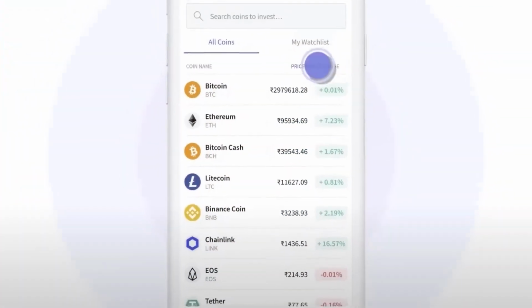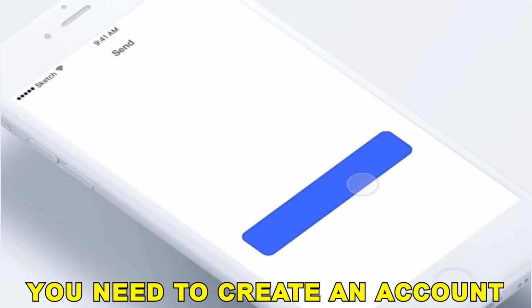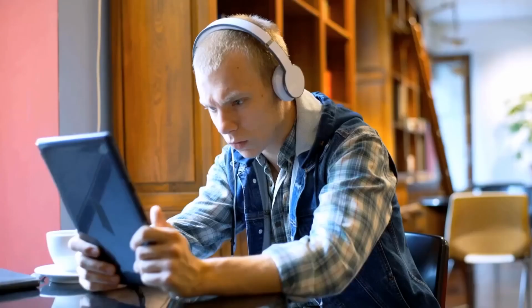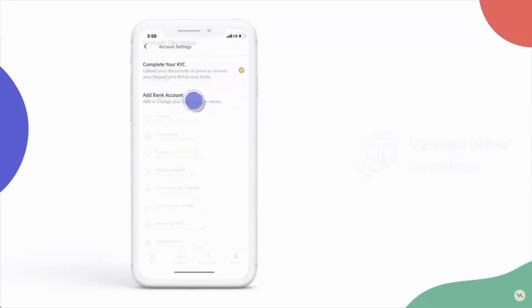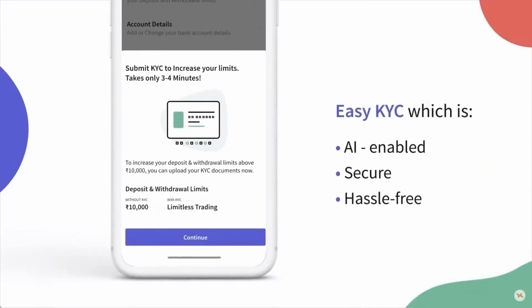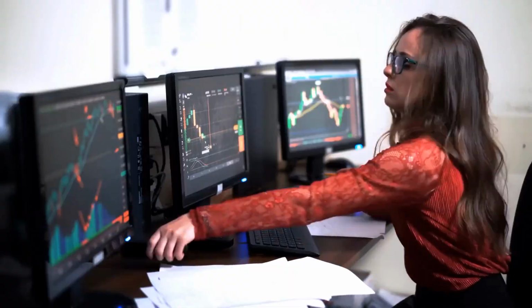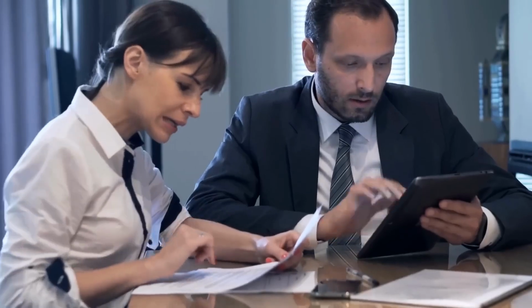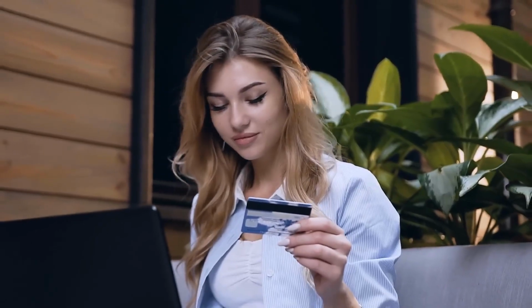Once you have selected an exchange, you need to create an account. Visit the exchange's website and click on the Sign Up or Register button. You will be prompted to provide your email address and create a password. After completing this initial step, you will need to verify your identity. This process usually involves uploading a photo of your ID card or passport and possibly taking a selfie holding your ID to confirm your identity. This step is essential for security and regulatory compliance.